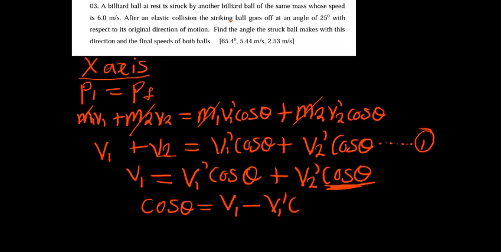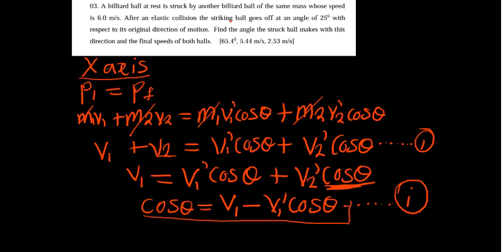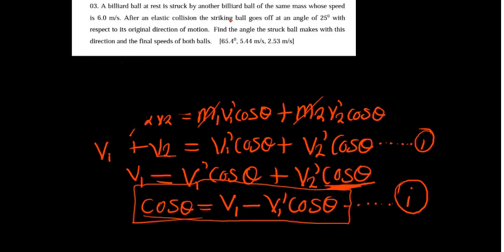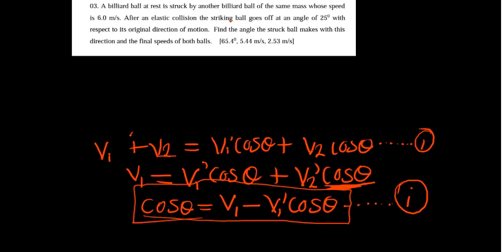So if we manipulate this, we're going to find that cos theta is going to equal v1 minus v1 final cos theta. So this is our manipulated, or simplified, equation 1. We need to keep this equation because we're going to use it as we go on in this video. Okay, so let's clear space on top and conserve momentum in the y-axis as well.